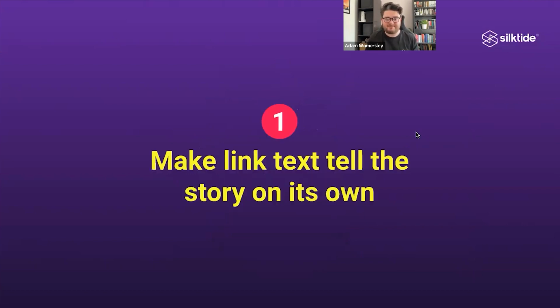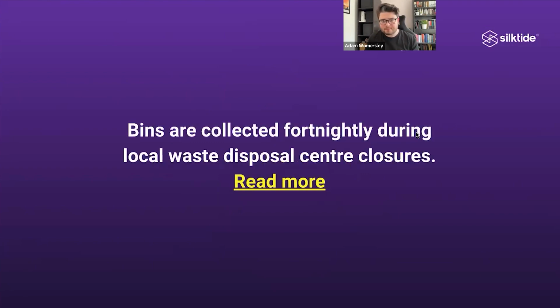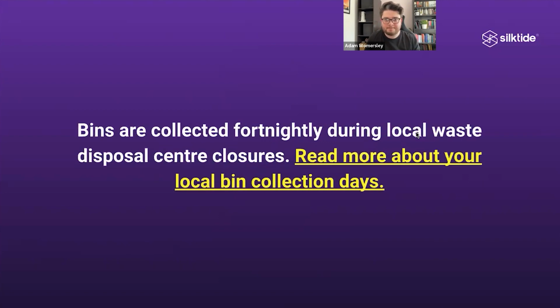My preferred solution is very simply to make the link text clear in terms of where it's linking to. Seems pretty obvious, but it makes it clearer for everyone, with or without disabilities. It's better for SEO, and it's not that difficult. Take this sentence, for example. Bins are collected fortnightly during local waste disposal center closures. Read more. Where does this read more link take us? Is it to information about fortnightly bin collection? Is it to info on disposal center closures? Is it a link to both? It's hard to say, right?